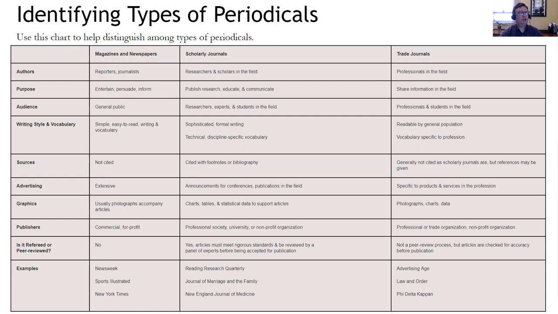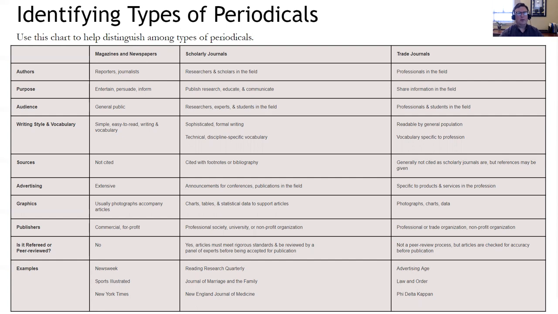And when you're looking at this chart, and I won't go through everything here, but since we're looking at scholarly journals, they're pretty different from magazines and newspapers or trade journals, in that a magazine and a newspaper usually is going to be written by a reporter or a journalist who is probably well-versed in their area, but not in the same way that a scholarly journal, which would be a researcher, a scholar, someone whose specialty that is, oftentimes has a PhD, teaches or does something else in that field. So there's a higher level of knowledge and understanding.